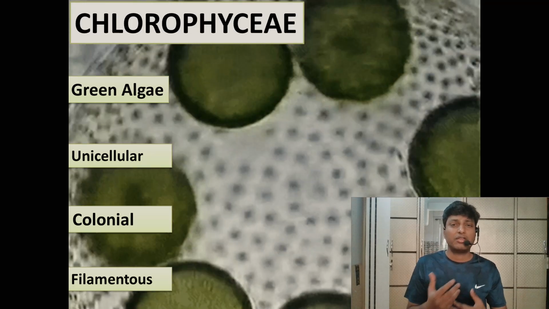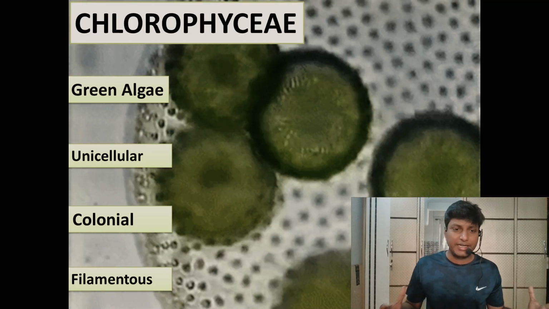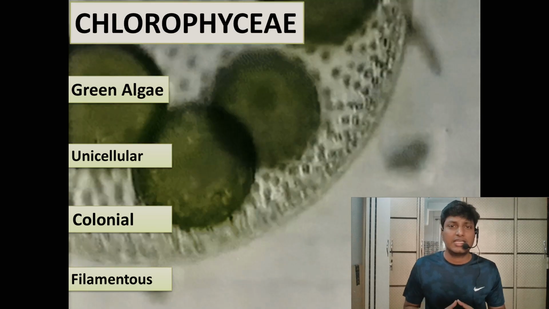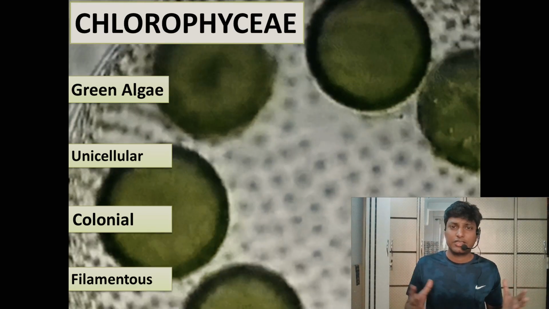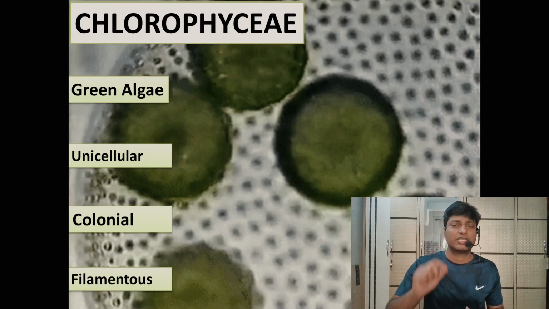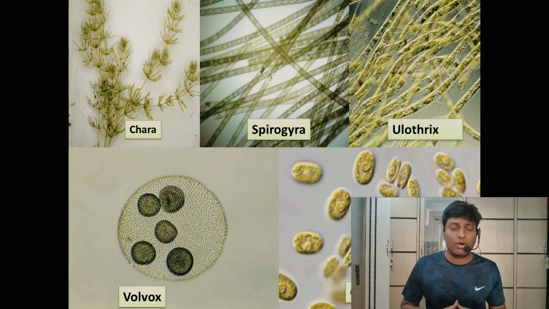There can be some other examples of algae also, which can be filamentous. Filamentous means basically the body of the algae is like a thread. So the very common example, can you recollect, dear students? Yes, the very common example of filamentous algae is Spirogyra. So here are the various examples on the screen of green algae, which can be, for example, Chara, or Spirogyra, or Ulothrix.